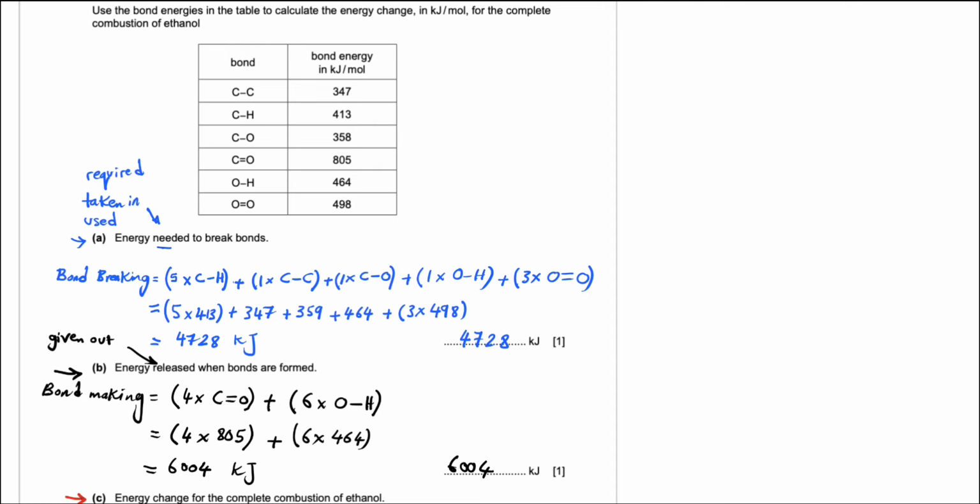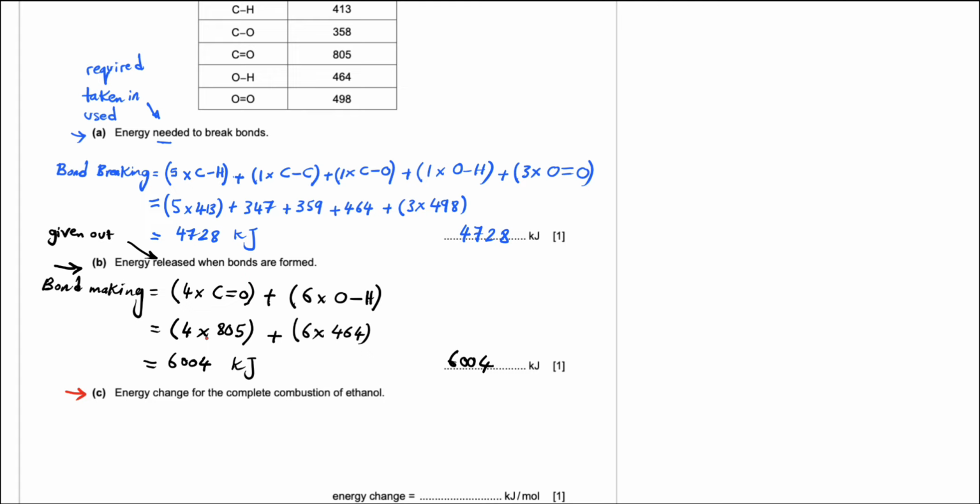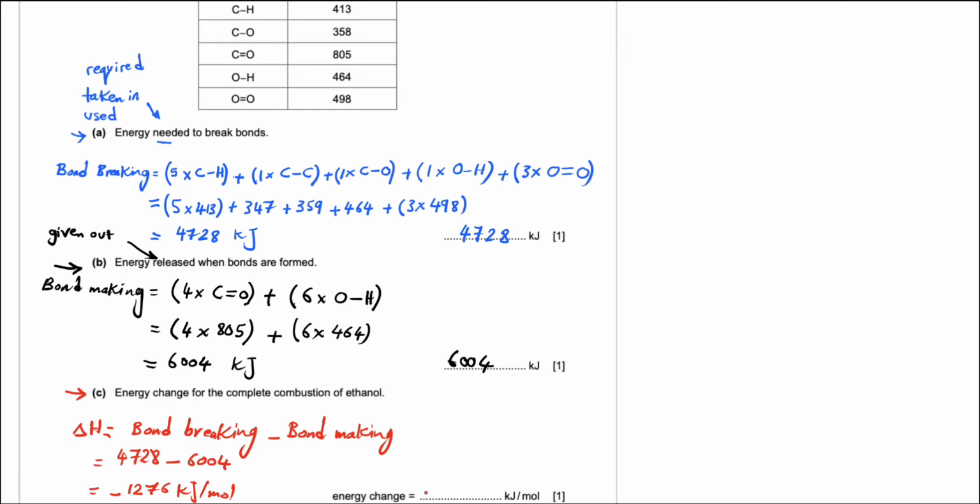The last point, he's asking to find the overall energy change of this reaction. So as you know, the overall energy change or enthalpy change is simply the energy of the bond breaking minus the energy of the bond making. 4,728 minus 6,004, and that gives us a minus 1,276 kilojoules per mole. So the final answer is minus 1,276.